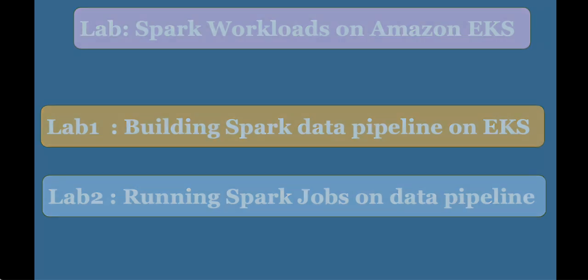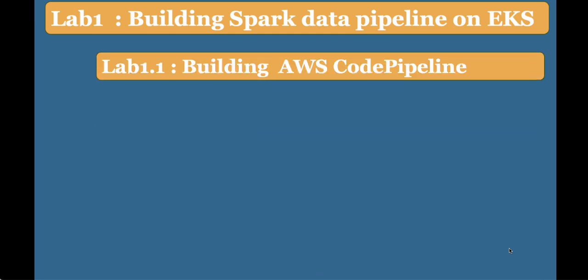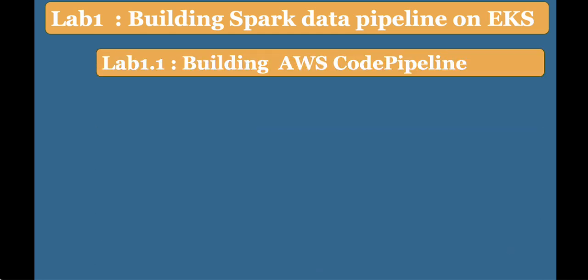Now if we go into the first one, which is building the Spark data pipelines, then I have subdivided this into multiple subtopics. So the first one is building AWS CodePipeline. We will build a CodePipeline for the infrastructure, right? This is not for the application deployment. This is for the infrastructure code deployment.